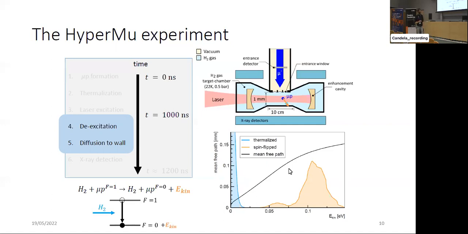it retains kinetic energy. Here you see a plot of the kinetic energy on the x-axis, and then the mean free path. So if our muonic hydrogen atom, which was collisionally de-excited back to the F=0 state, retains this kinetic energy, it's much more mobile. It has a longer mean free path, and it can then diffuse through the hydrogen gas to the target walls.